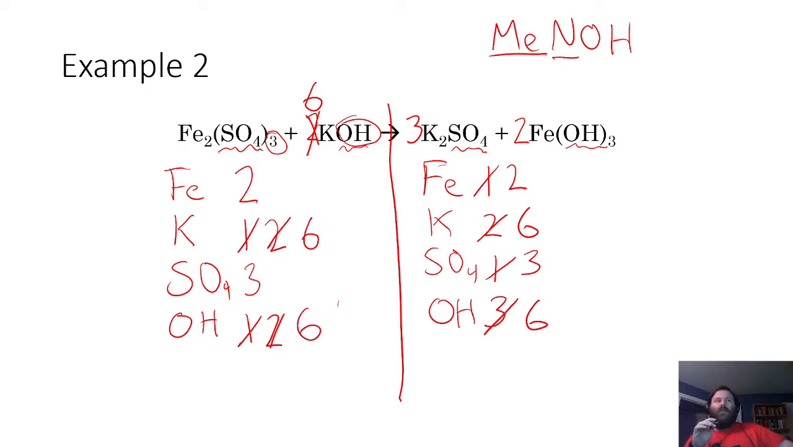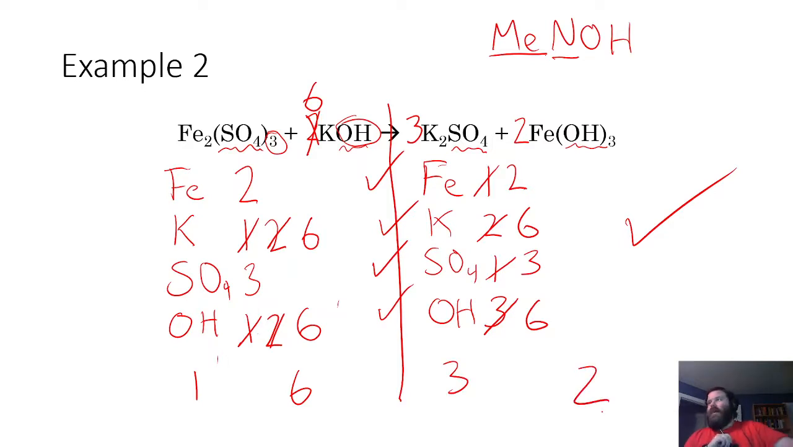Okay, and now it looks like we've accounted for everything, so let's just check both sides. We've got 2 and 2, good. We've got 6 and 6 for the potassiums, good. We've got 3 and 3 for the sulfates, and 6 and 6 for the hydroxides. So we are balanced with the coefficients being 1, 6, 3, and 2. Alright, so remember that trick with the polyatomic ions. It'll save you a lot of time and confusion.